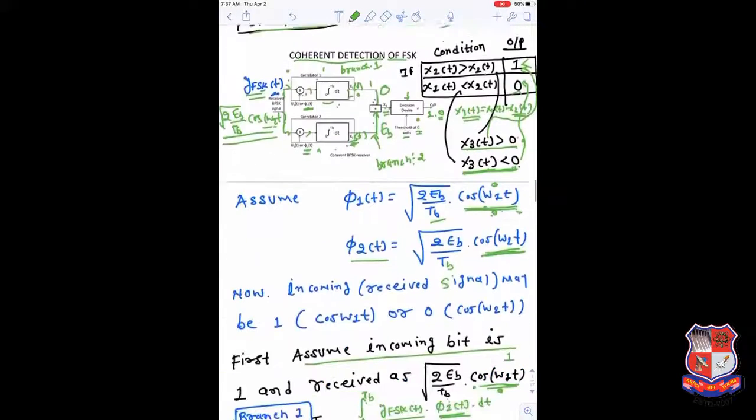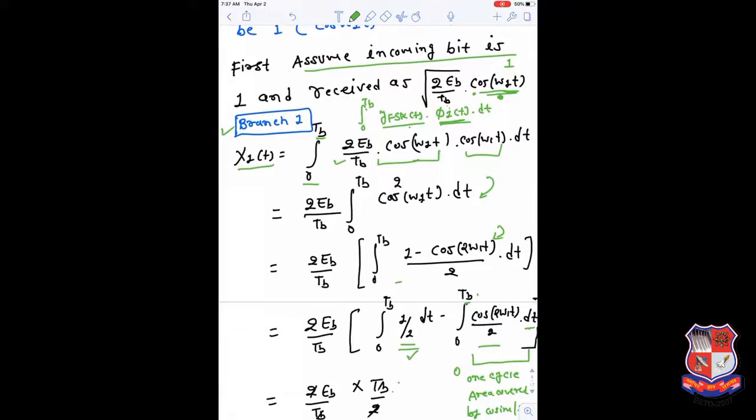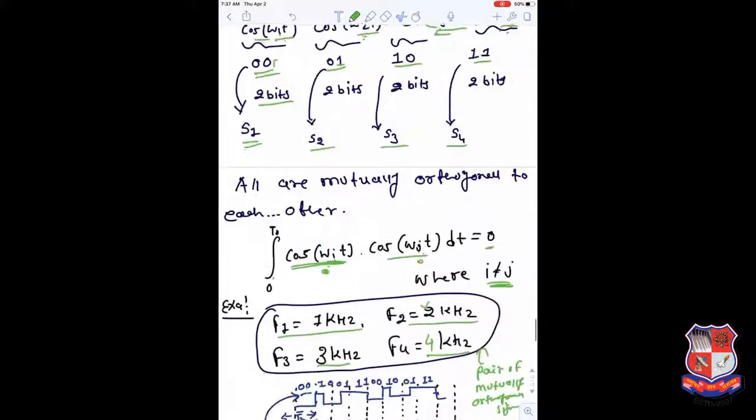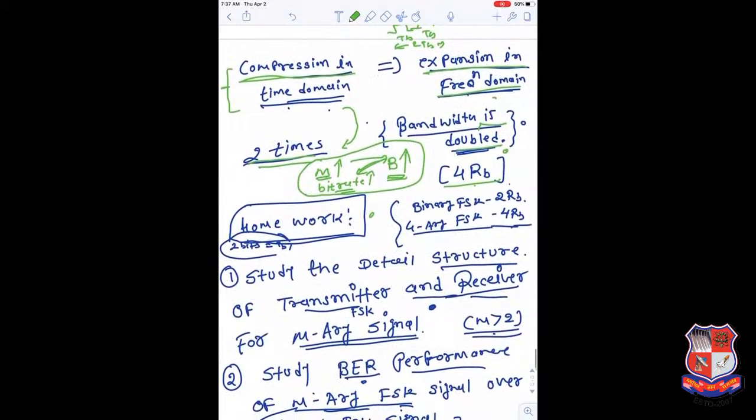In the same way, the structures of the transmitter, the coherent receiver and the non-coherent receiver all become very complex if M is increased. So this is your homework. You have to design the structure of the transmitter and receiver for MFSK signal, where we have already studied the structure for M equal to 2. You have to study this for higher values of M, greater than 2, like M equal to 4, 8, and define the generalized structure of this transmitter and receiver.